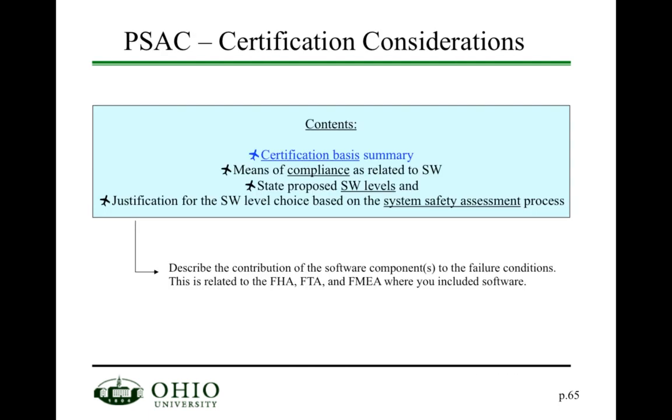If you look at the certification configuration section in the PSEC, what you have to do there is make sure that you give a summary of the certification basis that you had established during your certification processes. You want to identify the software levels that you propose, and of course you have to justify these software levels by making the correct reference to the system safety assessment processes, or things like the preliminary system safety assessment and the functional hazard assessment.